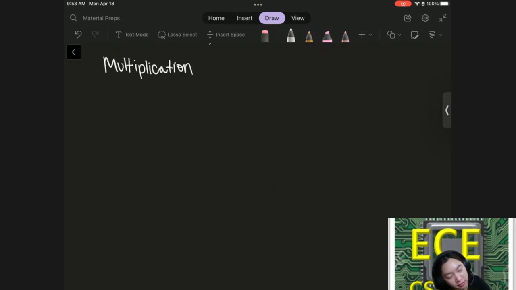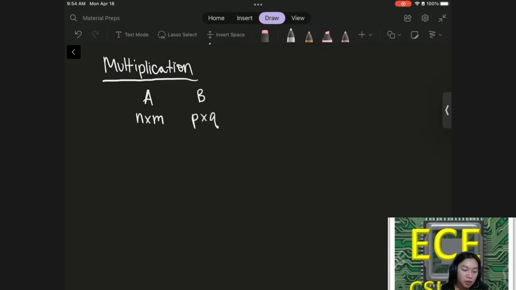Multiplication. Okay. Let's say I have two matrices. I have A, which is n by m, and I have B, which is p by q. So, before I can multiply A and B, I have to check their dimensions. And so there's a condition with multiplying matrices.